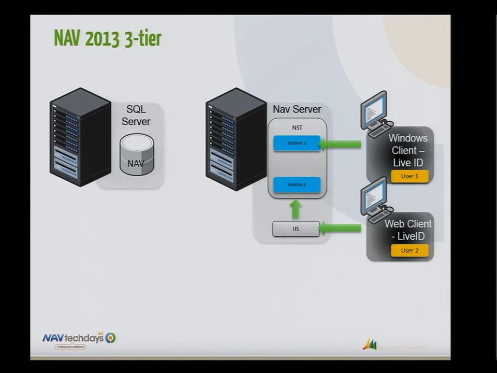We still have the RTC, which we now call the Windows client, because all clients are role-tailored. We're striving that you get the same type of experience no matter what client you use. But we also now have a web client and a SharePoint client. And in this example, the web client will then go through the IIS to the NST. And in this case, user 1 and user 2 are connecting using Live ID. Later, we will demonstrate how you can set that up.